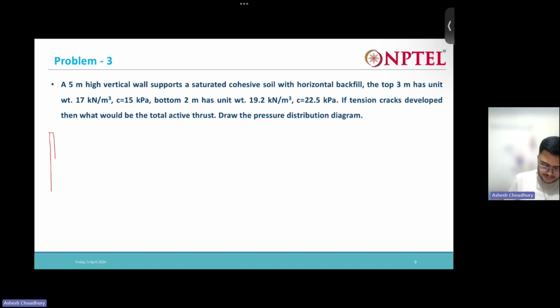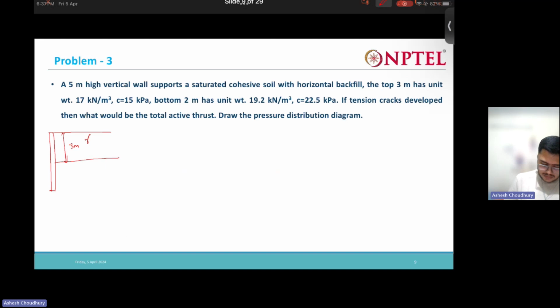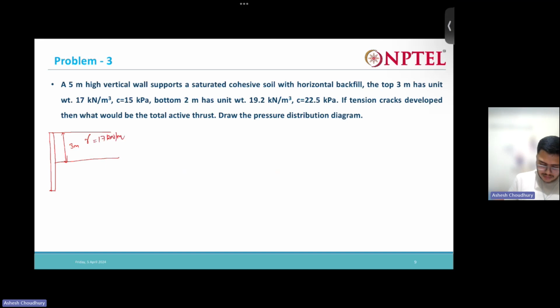So let's say this is the wall, right? Since it is a saturated cohesive soil, phi is 0 for both the layers. So Ka will be... right?